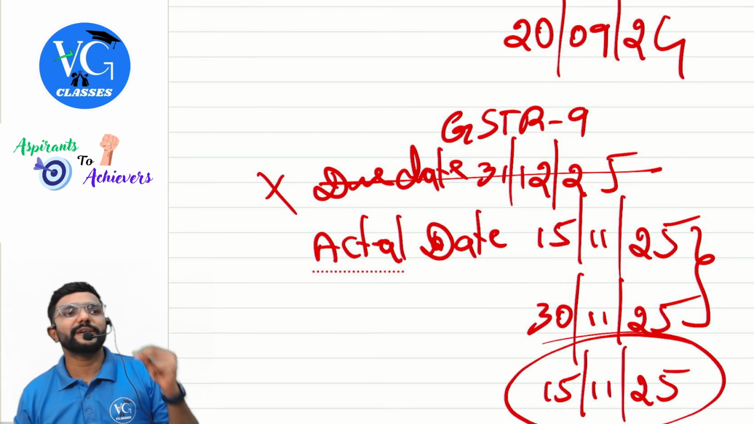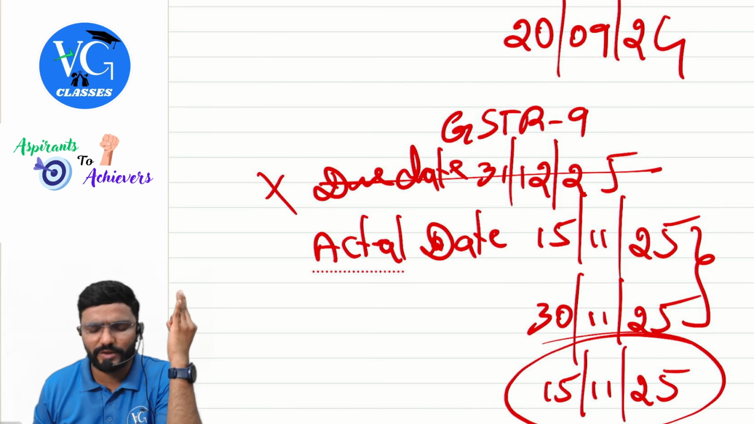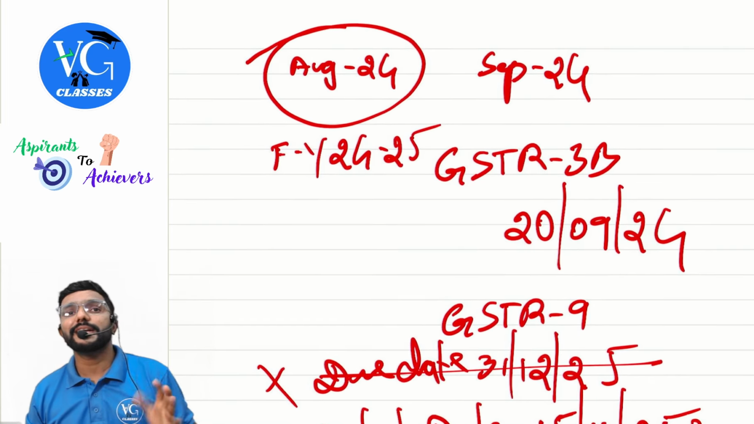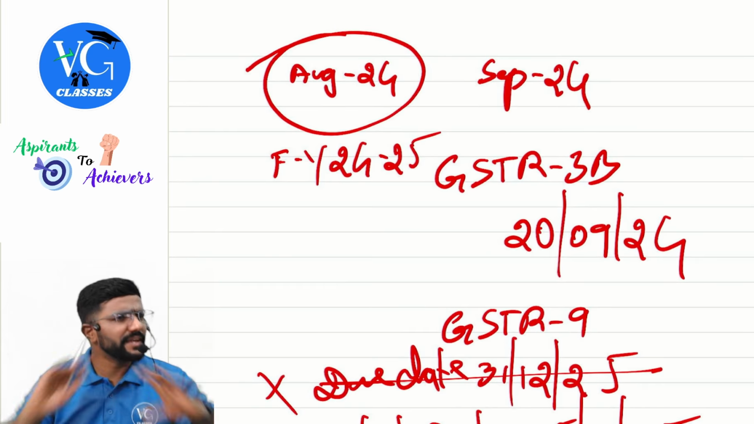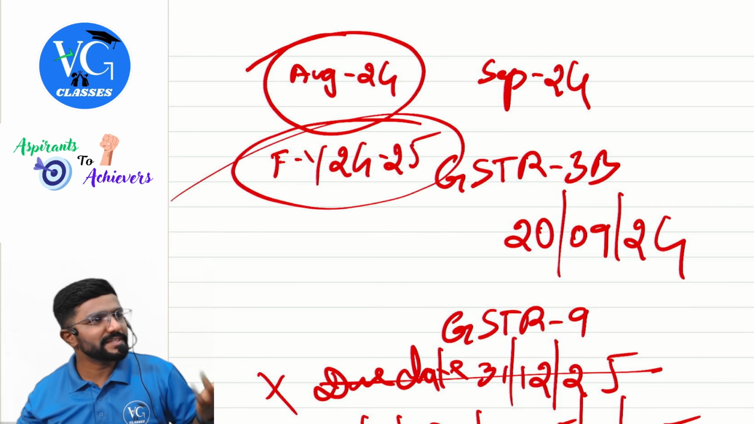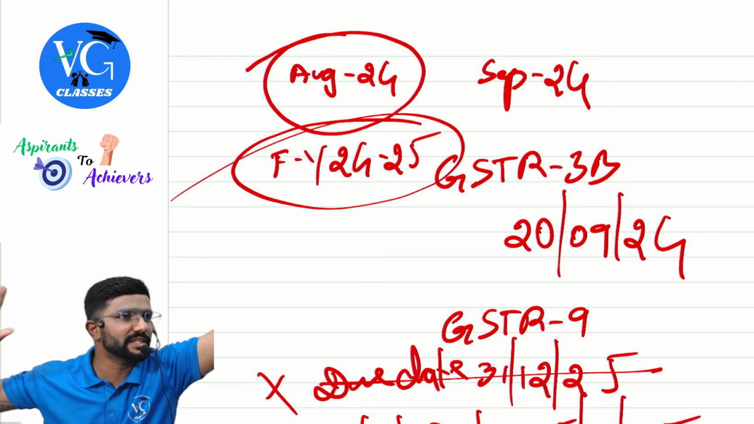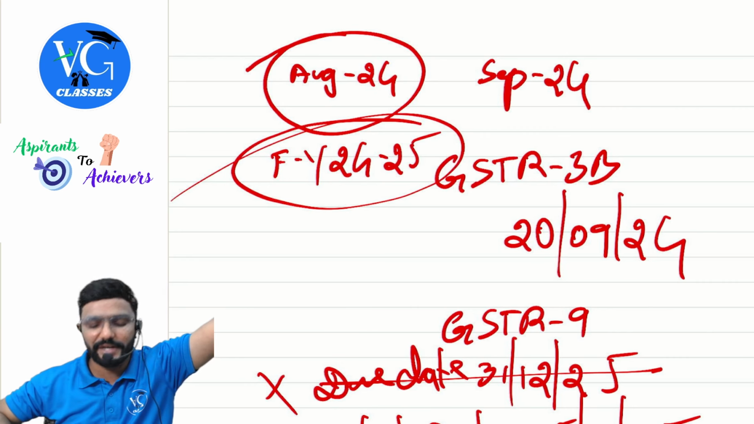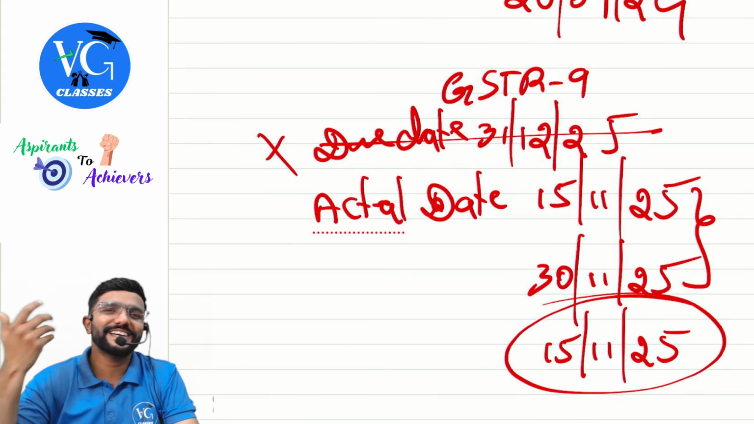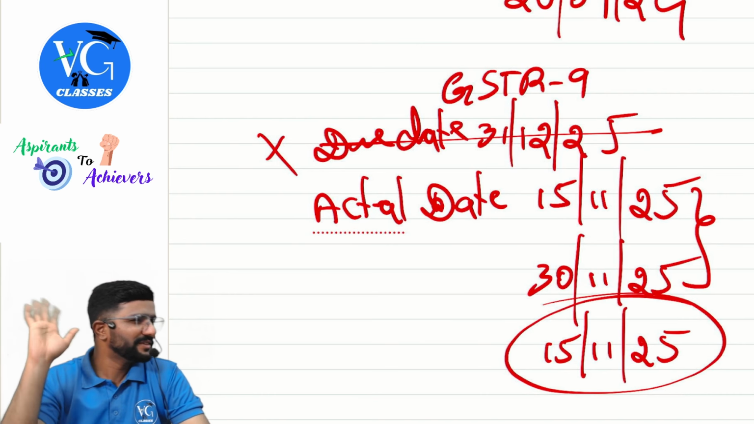So what is the deadline for me to claim the credit? 15th November. Look at the beauty. 15th November is the deadline for me to claim the credit for any month of financial year 24-25. In my example, it was August. Not only August, for any month from April to March, I can claim the credit maximum till 15th November. Guys, as the credit is a benefit for me, I will try to claim it as early as possible.